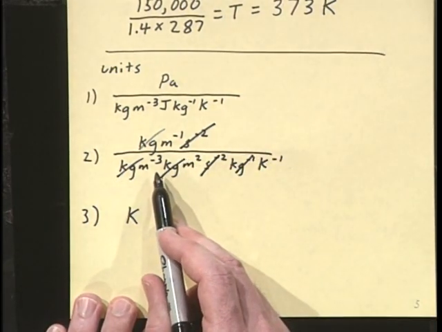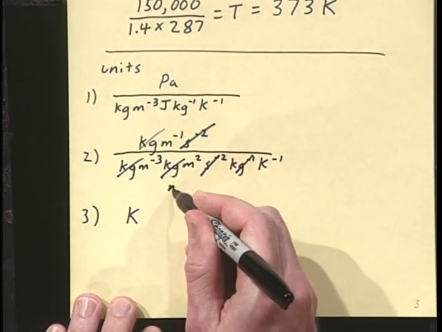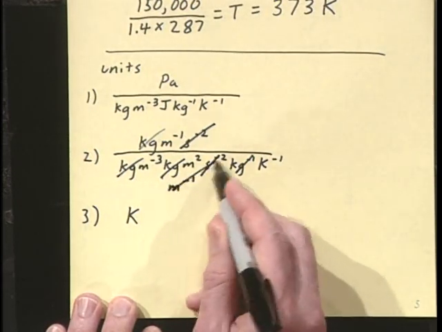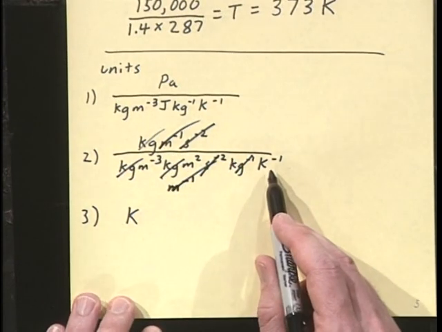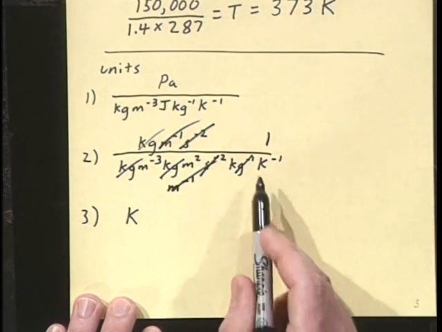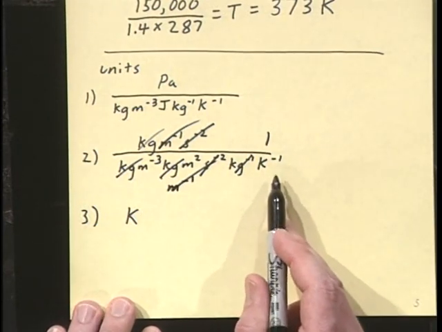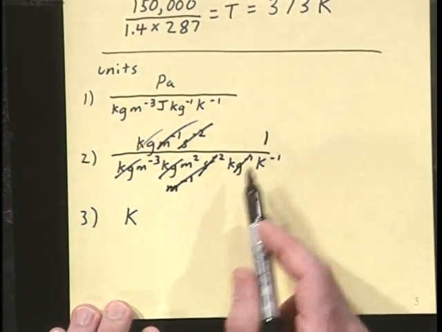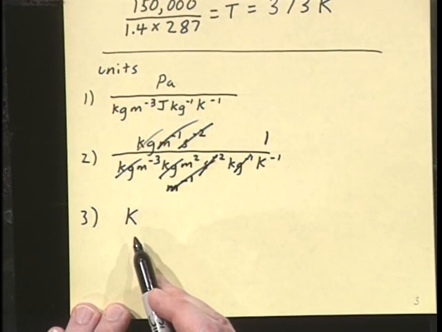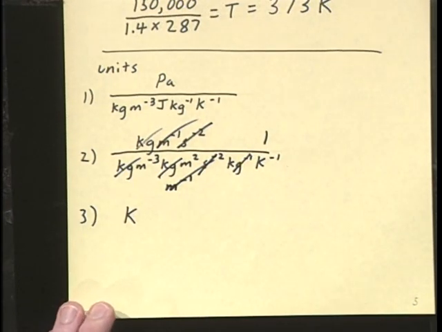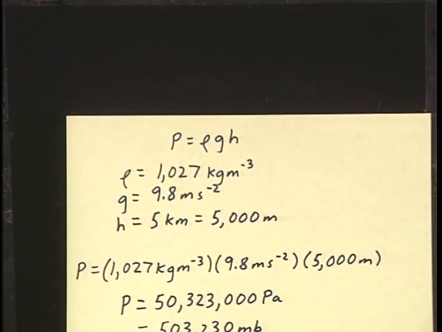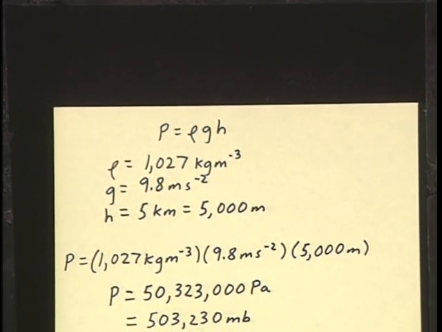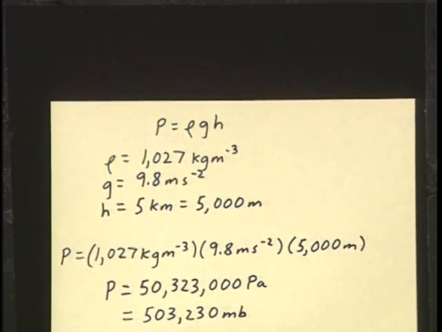We got meter to the -3 times meter to the -2. That becomes meter to the -5, and that'll cancel with this meter to the -1 up on the top. So we're left with just 1 divided by Kelvin to the -1, and we can just bring that up to the numerator, and it changes sign, and we're just left with Kelvin. The second question, we were asked for that pressure at the bottom of that trench. So we want to use the pressure equation.